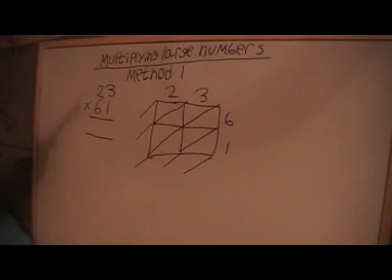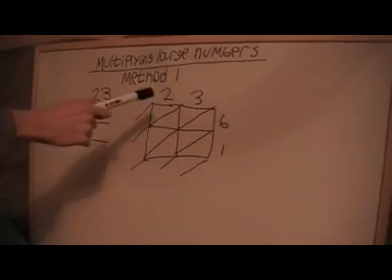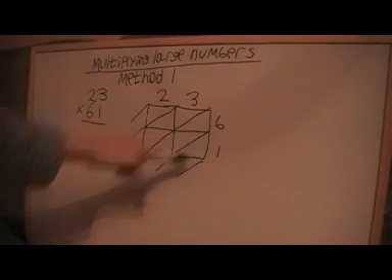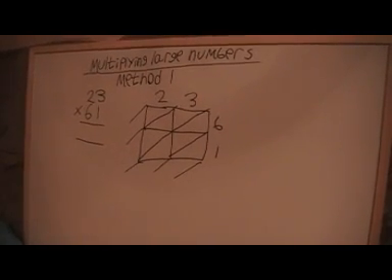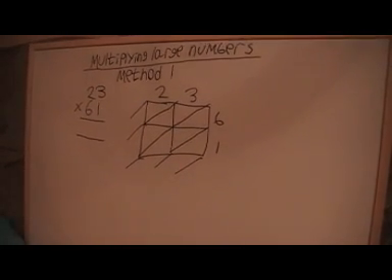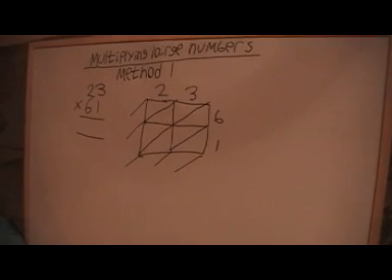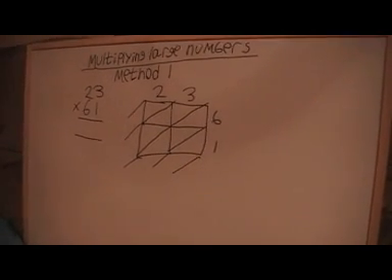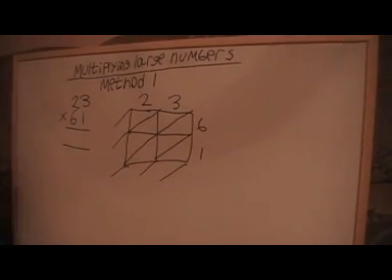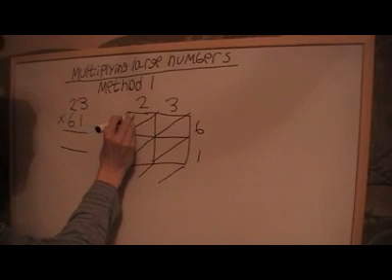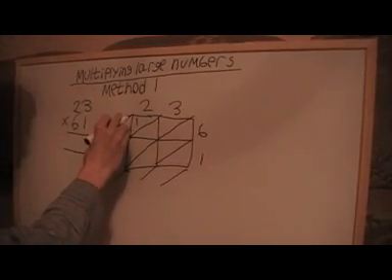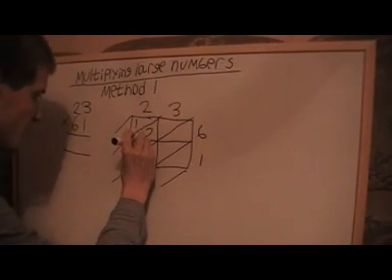Now this is a grid here, and what we'll do is we'll put the 23 that way and the 61 that way. And all you really need to know for this method is your times tables and how to add numbers. So what we'll do is first of all we'll do 2 times 6. We'll put the tens in the top diagonal of the square. We've got 1 ten. We've got 2 units.